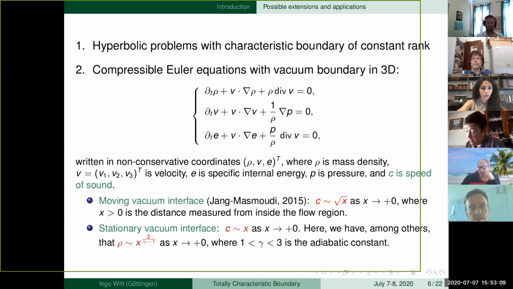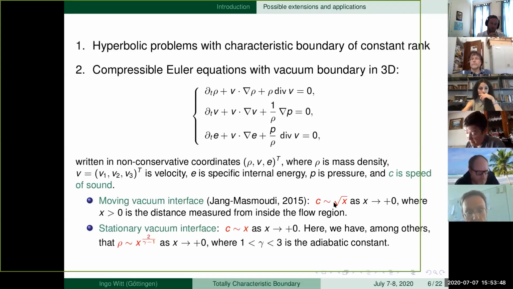So what we are really interested in are the compressible Euler equations with a vacuum boundary. We have just written that equation with the usual meaning of the symbols. Rho is mass density, v is velocity, e is internal energy, p pressure. And then we have some derived quantity, which is our speed of sound. So if you have a moving vacuum interface, then this speed of sound behaves like x to the 1/2. So where p is -1/2, we have just a case where we are not in the framework of Sobolev spaces.